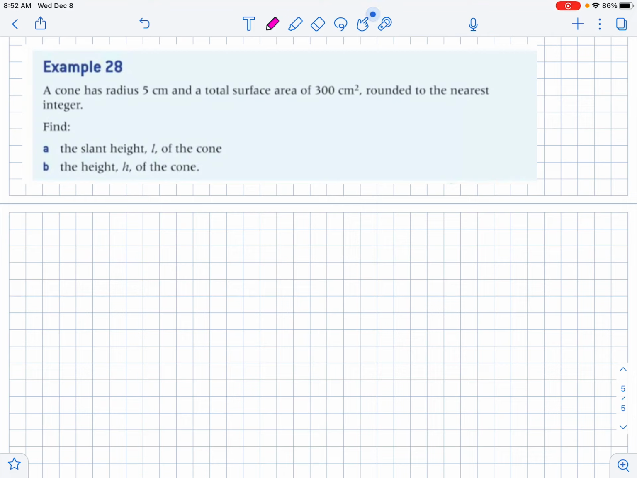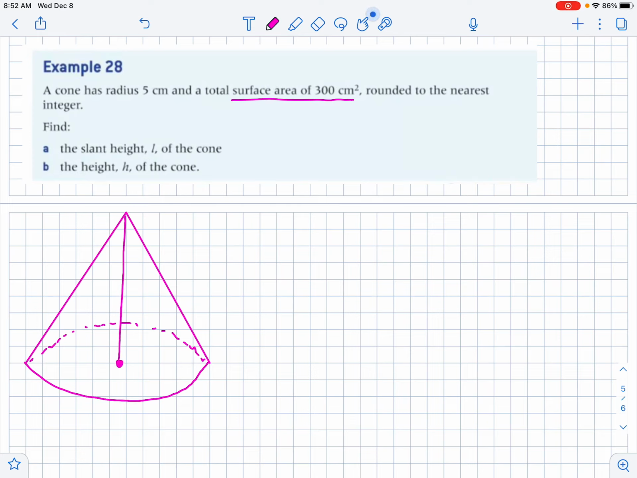Last example, a cone has a radius of 5 and a total surface area of 300. Oh, this time they're giving us the area. That's interesting because we're going to have to do some backwards solving. Find the slant height of the cone and then the height of the cone. Well, first of all, I don't like doing any of this without a picture. So we're going to do our best to draw a cone. And what do they give us? Oh, the radius is 5, so we can put a 5 right here.